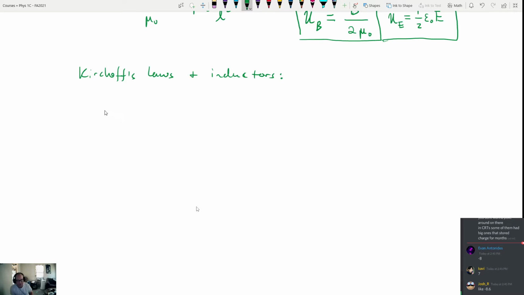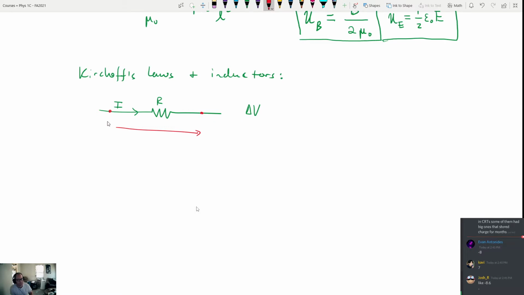So if I have just a resistor, right? And I tell you that the current in my system is flowing this way, right? I've got a resistor here. What do we say delta V for this one is going to be? Is it negative IR or is it positive IR? Oh, I have to give you a direction. Suppose we go this way. Suppose this is A and this is B. It should be negative IR, right?